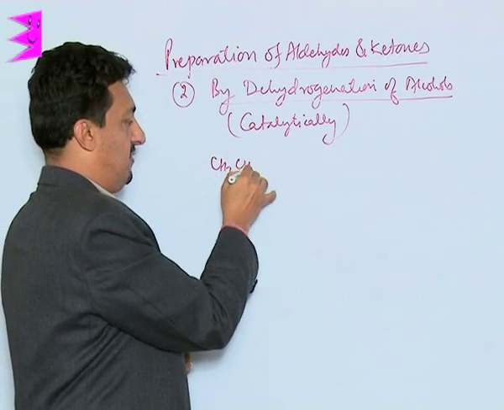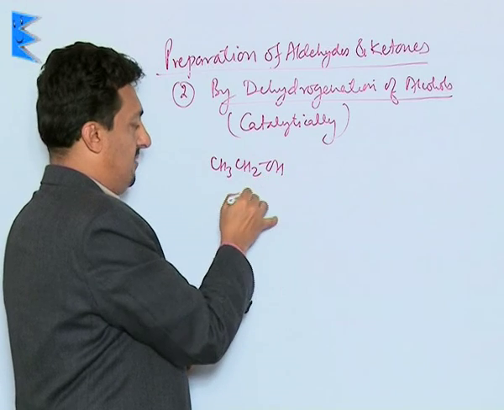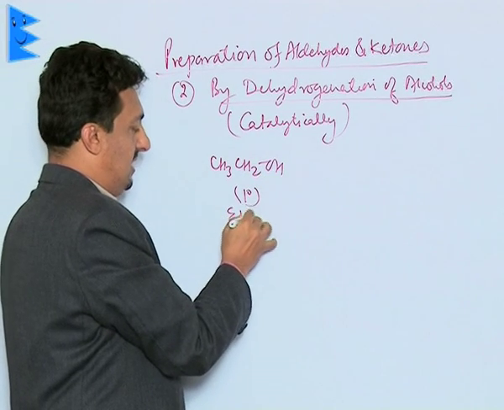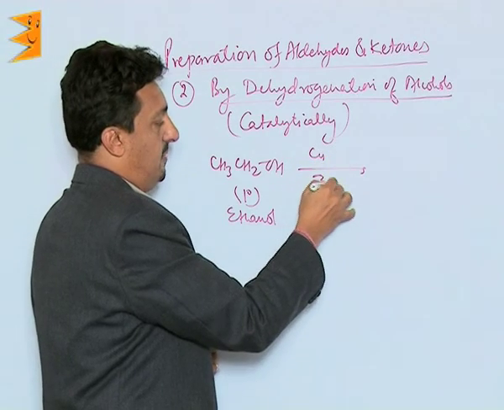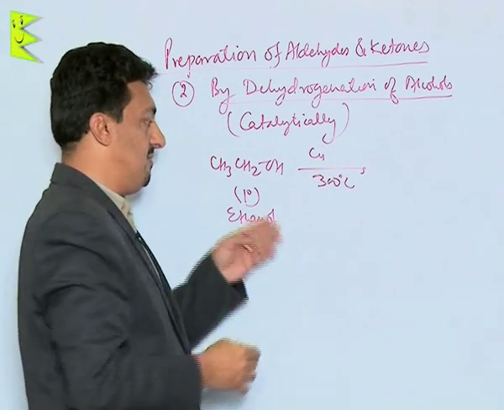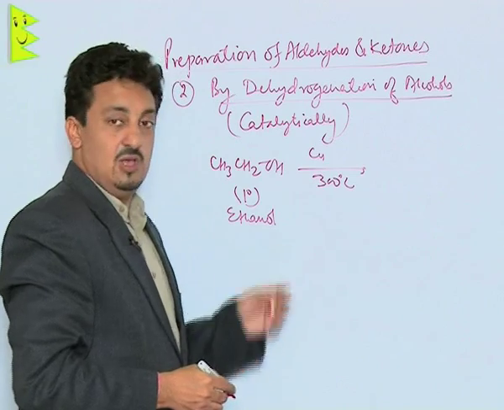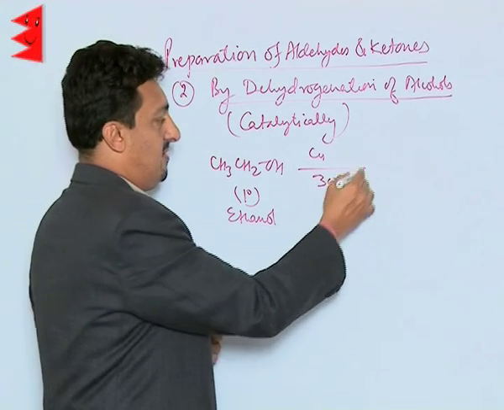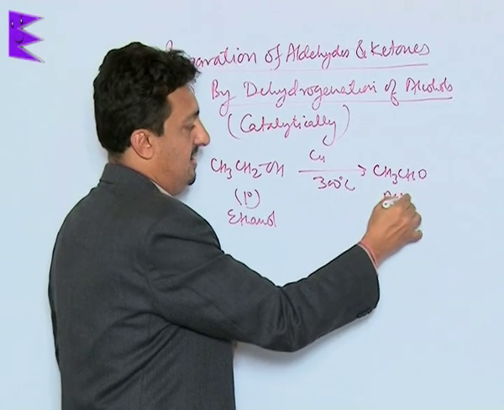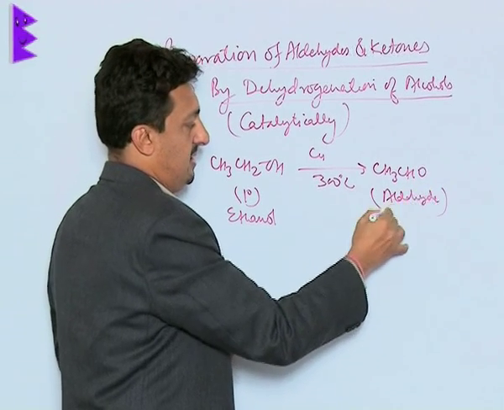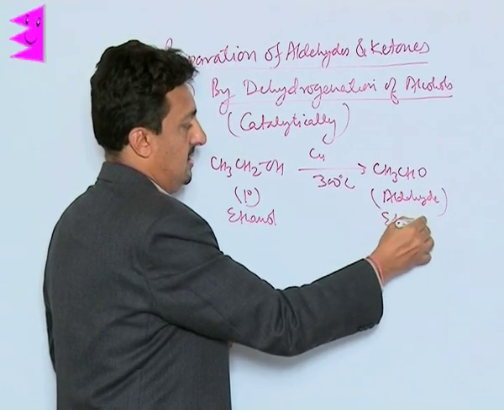Like if we have a primary alcohol like ethanol, when it is heated with copper at 300 degrees Celsius, or when we pass the vapors of these alcohols over heated copper at 300 degrees Celsius, they get oxidized to the corresponding aldehyde. The aldehyde formed here is ethanal.